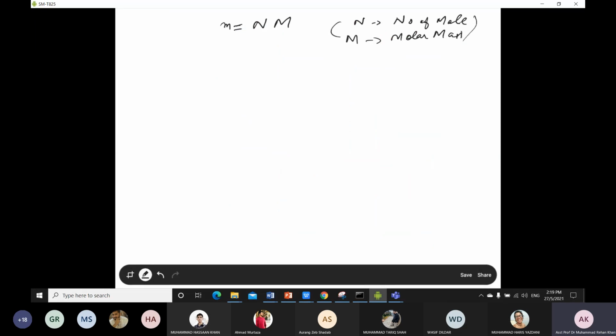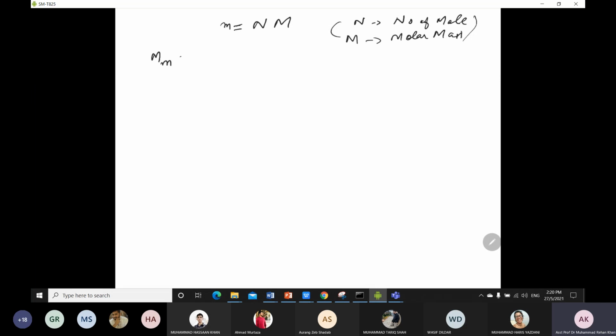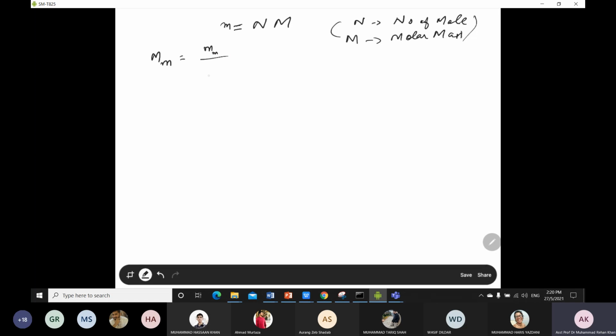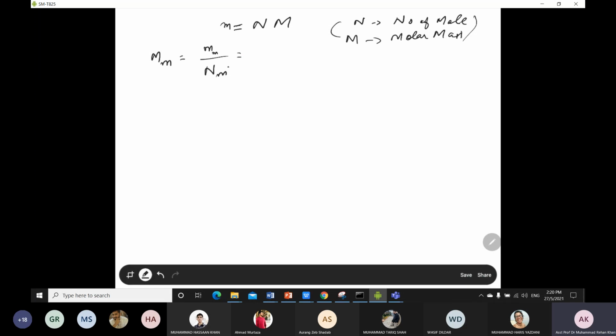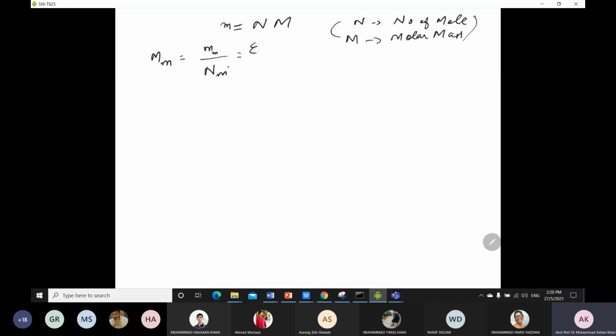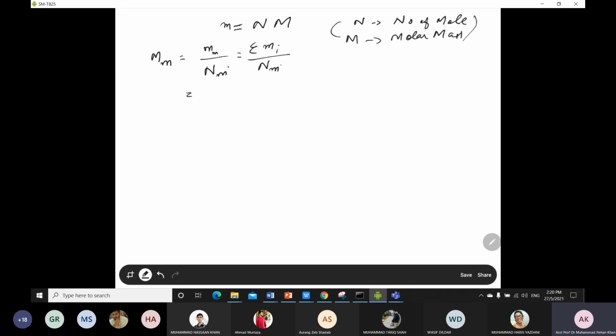Okay, so from here, because we are interested in finding the properties of the mixture, we can say that the molar mass of the mixture is equal to the mass of the mixture over the number of moles of the mixture. Mass of the mixture we already discussed in the previous slide. It will be the summation of the mass of the individual components, and the number of moles will just be the number of moles of the mixture. So we are trying to develop one equation which we can use for further analysis.